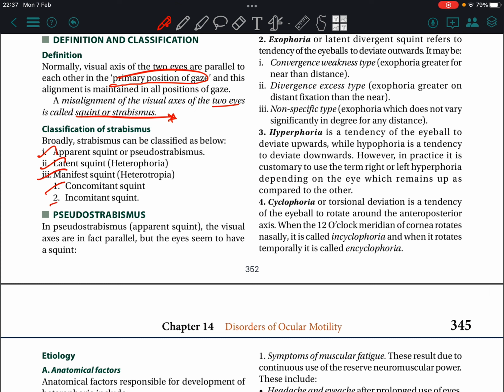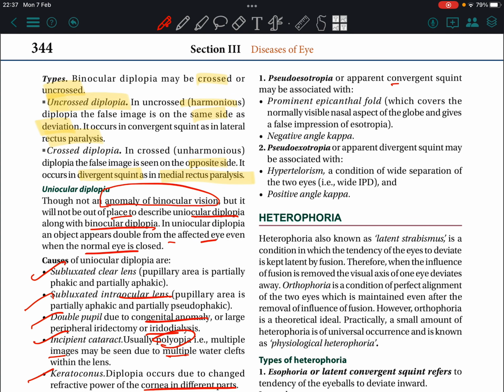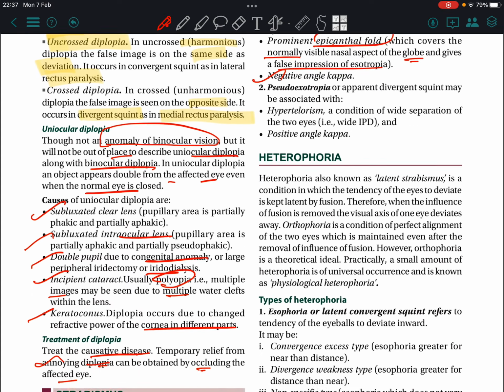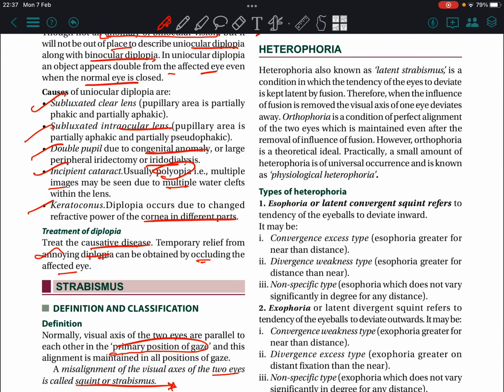Pseudostrabismus: the visual axes are in fact parallel, but the eyes seem to have a squint. Pseudo-esotropia or apparent convergent squint: prominent epicanthal fold, which covers the normally visible nasal aspect of the globe, gives a false impression of esotropia. Negative angle kappa. Pseudo-exotropia or apparent divergent squint may be due to hypertelorism, positive angle kappa.